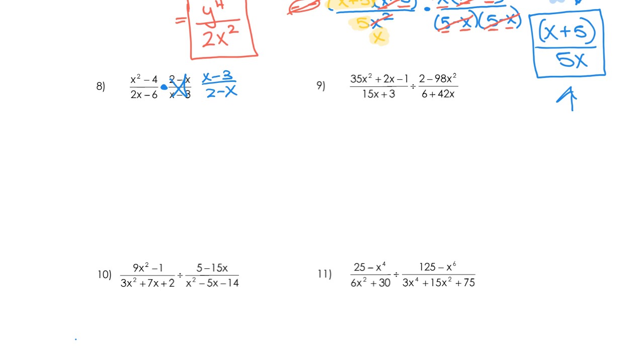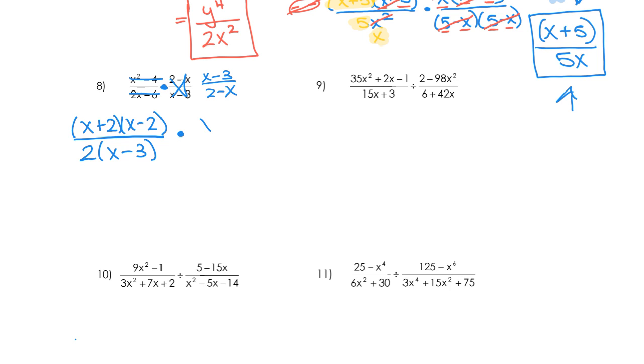Okay. Now we did our keep, change, flip, and we do have binomials in here, so we have to make sure that they're factored. Up at the top, that's a D2PS, and it's going to factor into x plus 2 and x minus 2. On the bottom, that's a greatest common factor of 2. Pull it out, and you're left with x minus 3. Keep the multiplication. Up at the top, we have x minus 3.